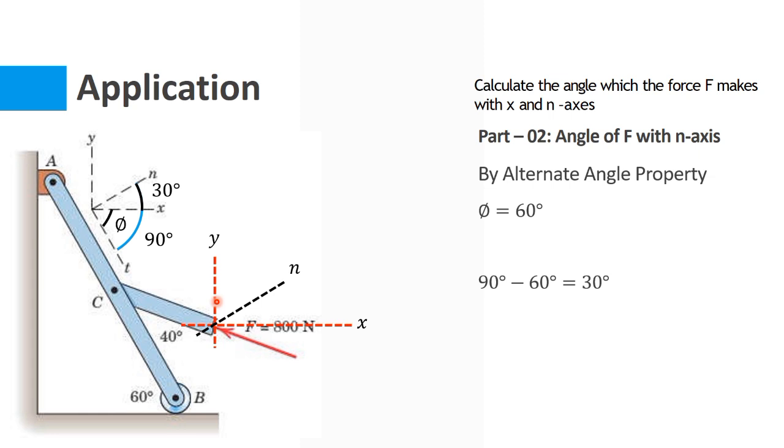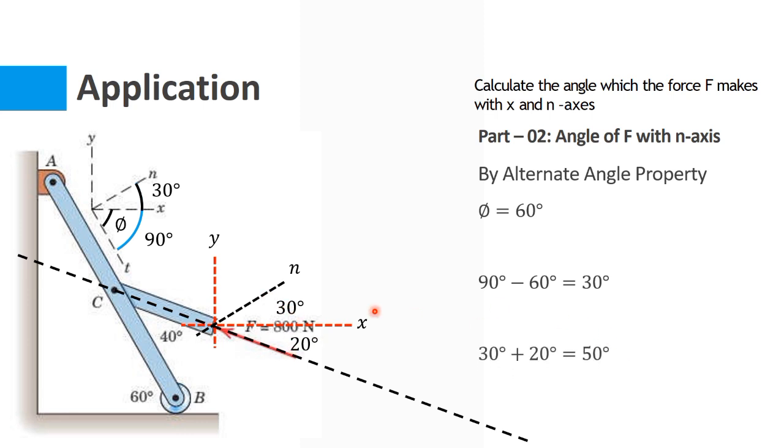Now we will draw these axes along the force. Here we can say this is the y-axis, this is the x-axis, and this is the n-axis. And this angle is 30 degrees. We have found it. And from the previous example, we have already found this angle, which is 20 degrees. By alternate angle properties, if this is 20 degrees, this angle would also be 20 degrees. Now the total angle would be 30 plus 20, so it would be 50 degrees.